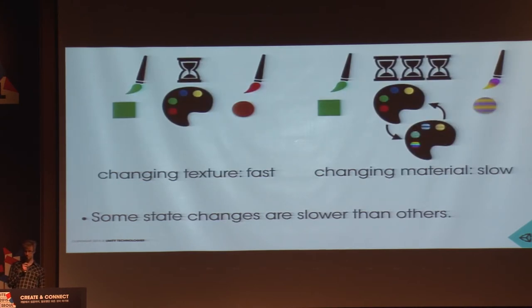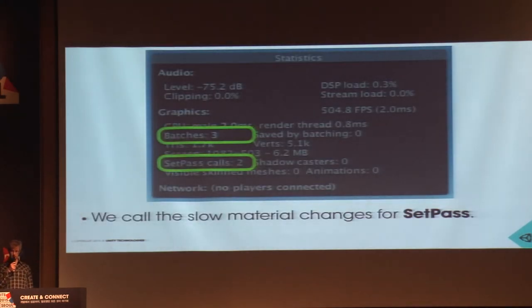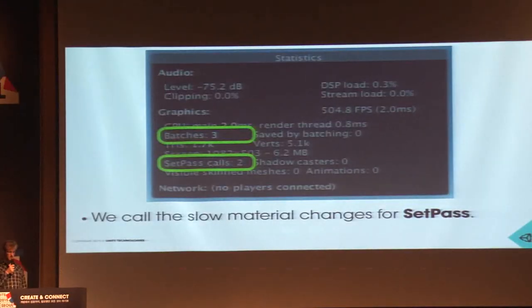Some state changes are slower than others. If different meshes use the same material but a different texture, that's reasonably fast. But if they use different materials, then that is slower. The slow state change that comes when changing material is because the shader must be changed. This is a slow process that requires that the internal rendering state is rebuilt. We also call the slow state changes that happen when the material is changed set pass calls.